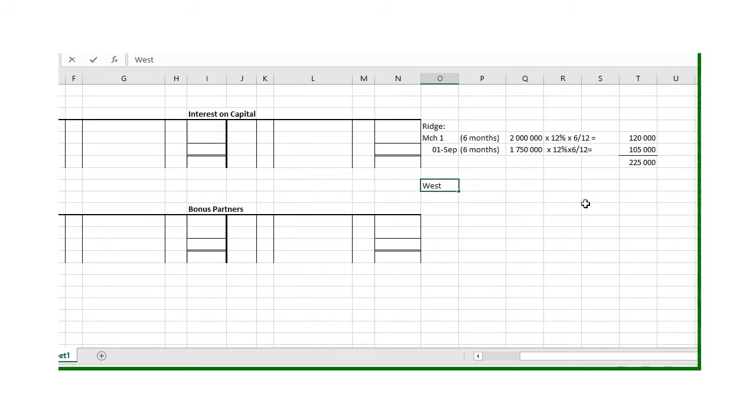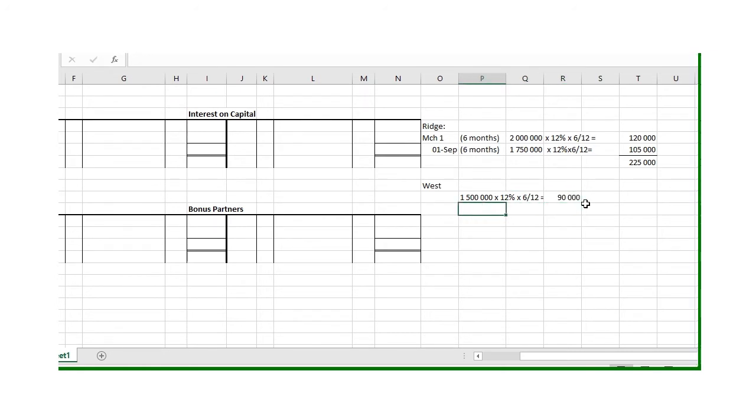So West had for the first 6 months from 1st of March, he had 1,500,000, and on that I needed to work out 12% for 6 months, and that should have given me 90,000.